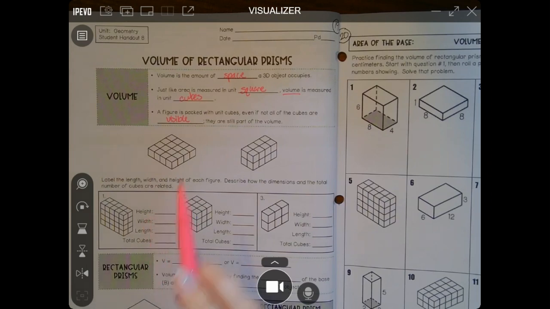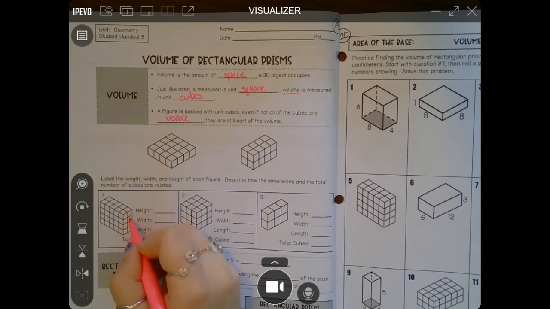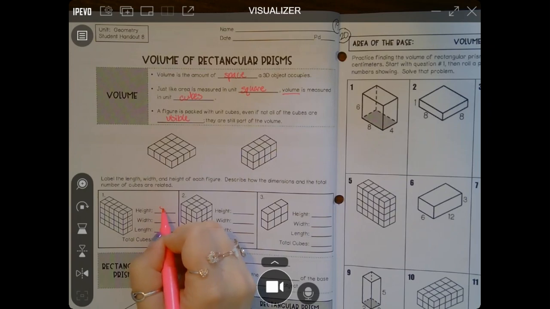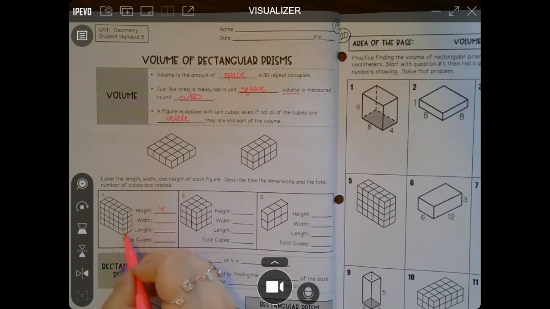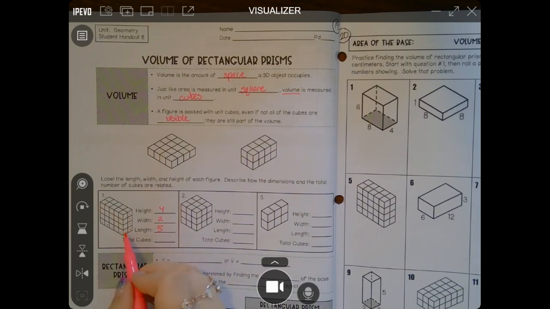Okay, so let's take a look at this one. The height right here is what? We'll count 1, 2, 3, 4. And then the width right here, how many are there? Yeah, 2. And then this is the length, that's 1, 2, 3, 4, 5. Now, if you accidentally switch them, it doesn't really matter because 2 times 5 is the same as 5 times 2.